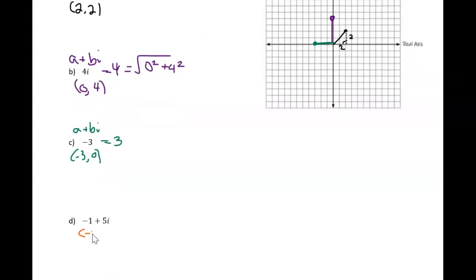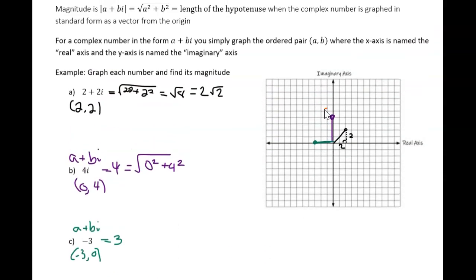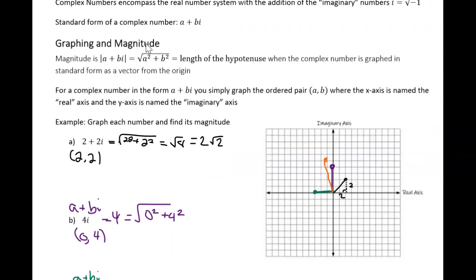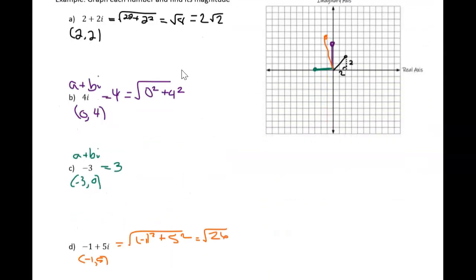Finally, the last example we want to graph is negative 1 plus 5i, which we're going to graph as (-1, 5). The magnitude of that is the square root of negative 1 squared plus 5 squared, which is the square root of 26. That one doesn't simplify. And it's graphed, pretend that line is straight, it's graphed right there. So this is how you graph and find the magnitude of a complex number.